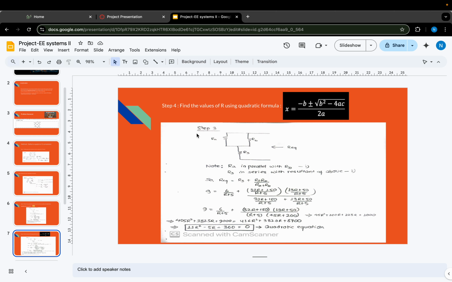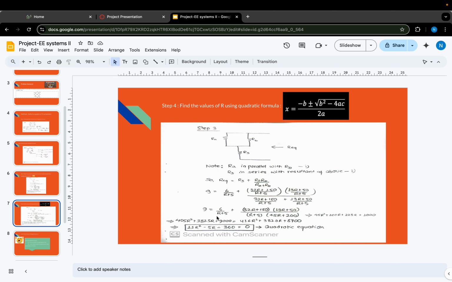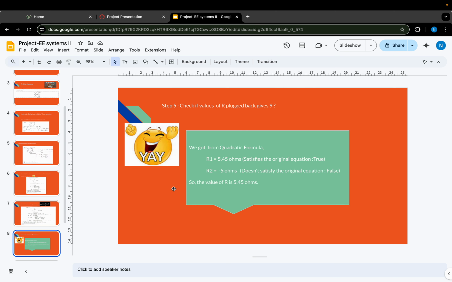Here is step 3. Here is step 5, where you can see R1 equals 5.45 ohms and R2 is negative 5 ohms. This is not valid because it's negative, but this is true because it's positive. And if you plug 5.45 into the previous slides, this whole thing is going to be equal to 9, and that's true. Let's go to the next slide.